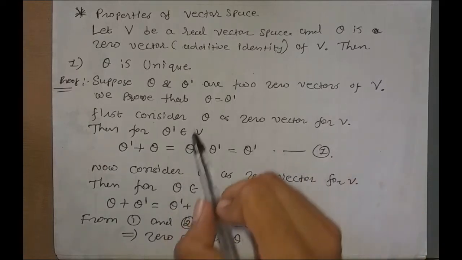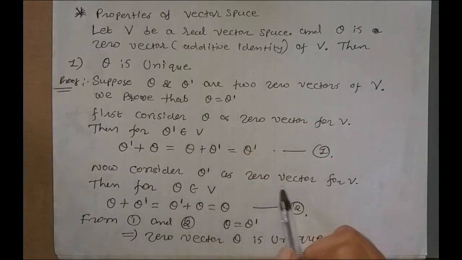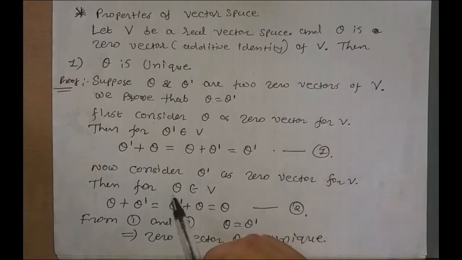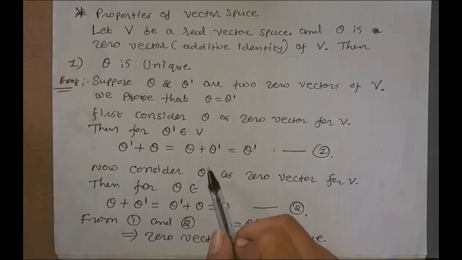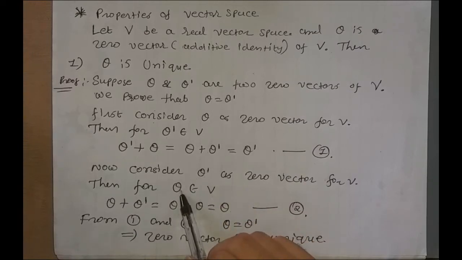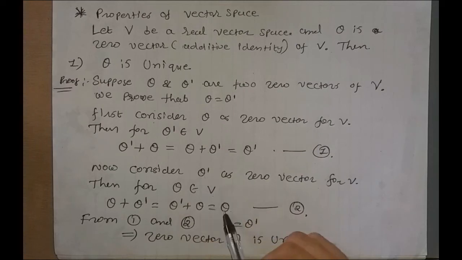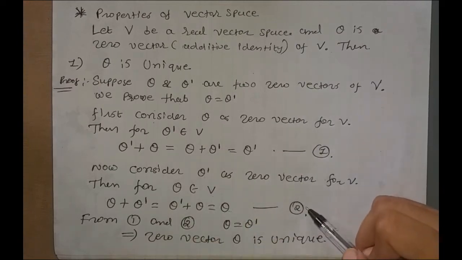Now consider theta dash as the zero vector for vector space V and theta as an element. Again theta plus theta dash is equal to theta dash plus theta is equal to theta, because here the zero vector is theta dash and the element is theta. So when we add the zero vector theta dash to the element theta, we get the element theta. Give it equation number 2.